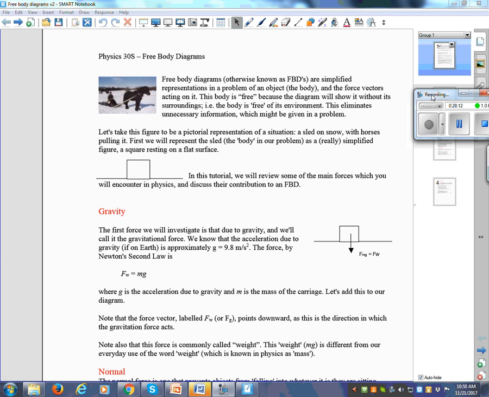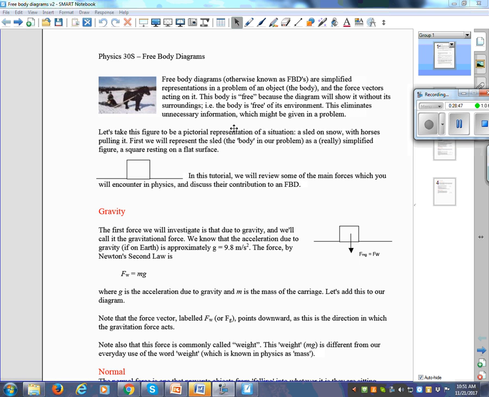Okay, let's talk about FBDs or free body diagrams. I think I have time to complete this period, and that will definitely give us some more time in class to do some problem solving and for me to be able to help. So, free body diagrams, otherwise known as FBDs, are simplified representations in a problem of an object, the body, and the force vectors acting on it. Okay, so the body is free because the diagram will show it without its surroundings, i.e. the body is free of its environment. This eliminates unnecessary information which might be given in a problem.